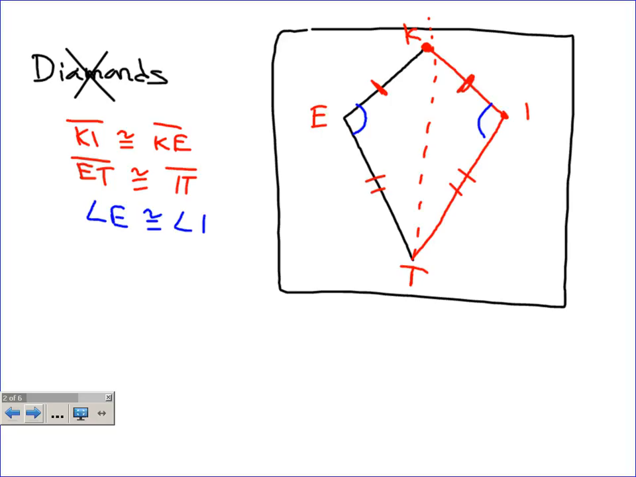Okay, well, say that again. So you're saying side KE is parallel to side IT. I don't necessarily agree with that. If they were, I think we'd have a different shape. I think we'd have a rhombus. I think this slants like this, and I think this one slants a little bit more up. If I was to exaggerate it, I think this one down here is actually more like this. But I don't think those are parallel.